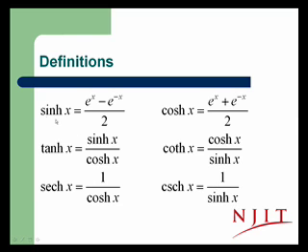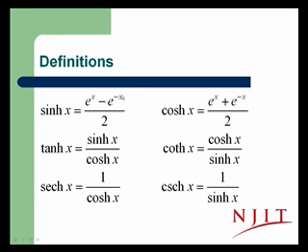We define sinh of x, or the hyperbolic sine of x, to be e to the x minus e to the negative x over 2. And that's simply a definition. We'll find out some things about it later. We define cosh x, the hyperbolic cosine of x, to be e to the x plus e to the negative x over 2. So sinh and cosh have a similar look. They only differ by this negative sign.